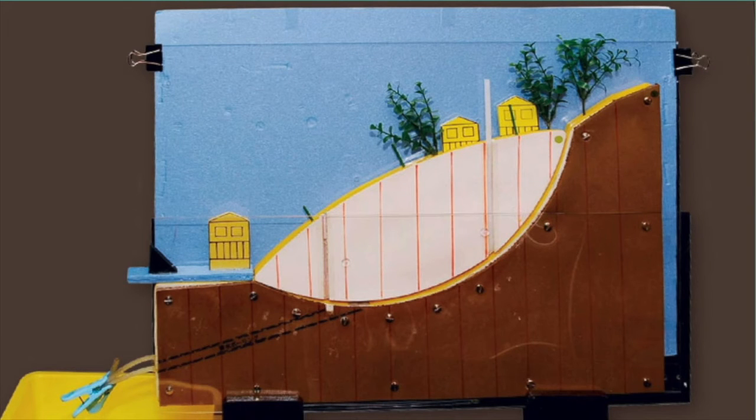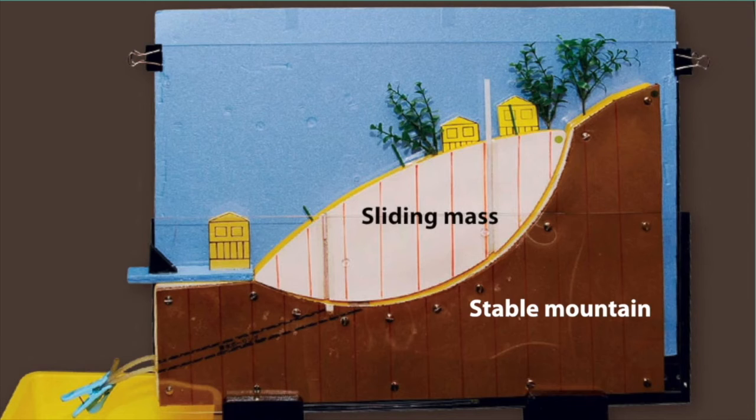Now I will use a model experiment like our earlier video. In this model, the brown bottom part is a stable mountain and the upper white slice is a sliding mass of a landslide area. There is a sliding surface between the sliding mass and the stable mountain. The upper white slice is not sliding now.